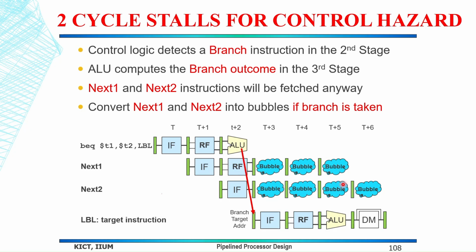Next one and next two instructions will be fetched anyway. Let's say that between the branch instruction and the branch target address, there are two instructions, next one and next two. These instructions will be fetched anyway, because while we are decoding that it is a branch instruction and calculating the target address, these two instructions are already being fetched and decoded. So if the branch is taken, we convert next one and next two into bubbles.